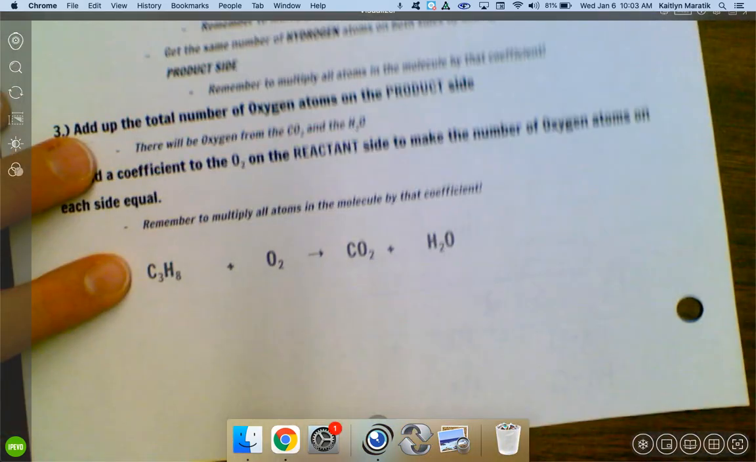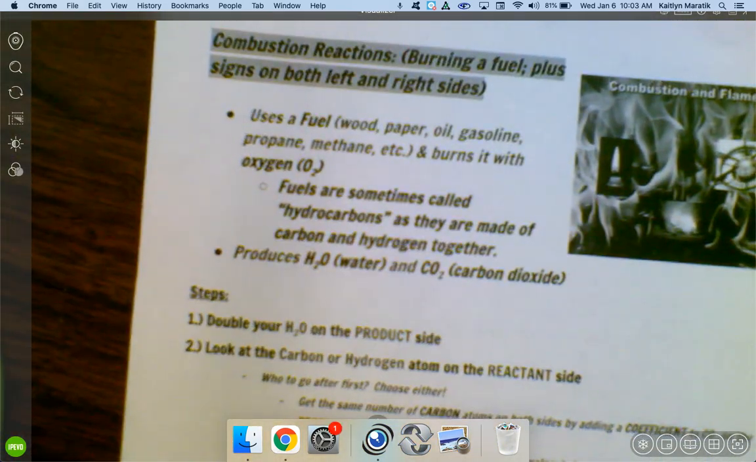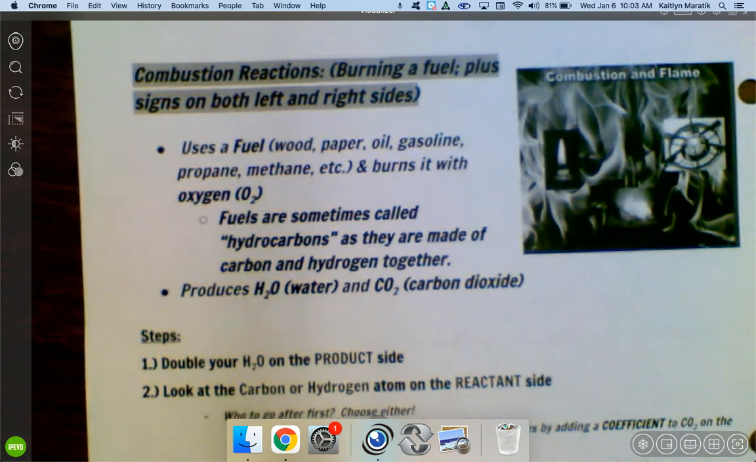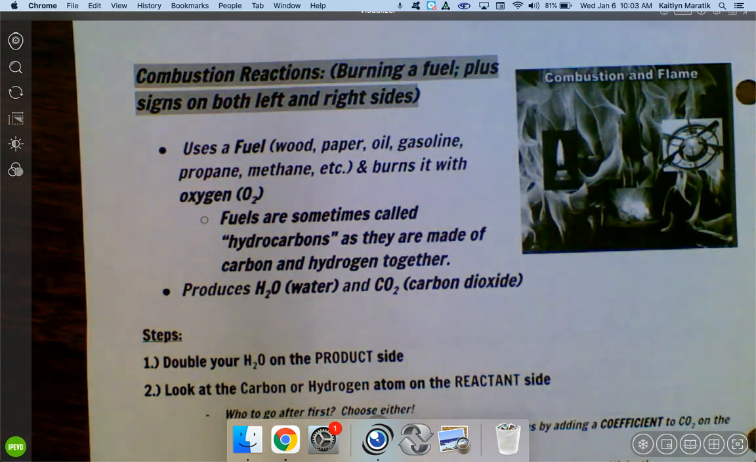Oh, wait. On the back, this is our last one, and this one is a combustion reaction. This is burning a fuel. There's a plus sign on both sides of the reaction. So in a combustion reaction, this is where we have fires, or we have burning of materials, or we're getting energy out of it. We could even have maybe a small explosion because of a combustion reaction.